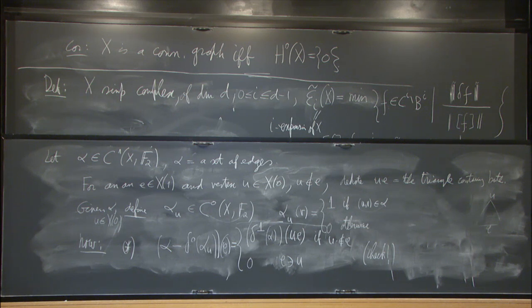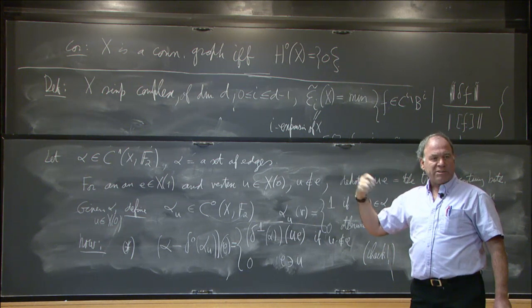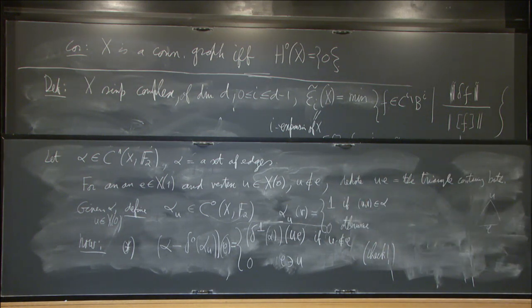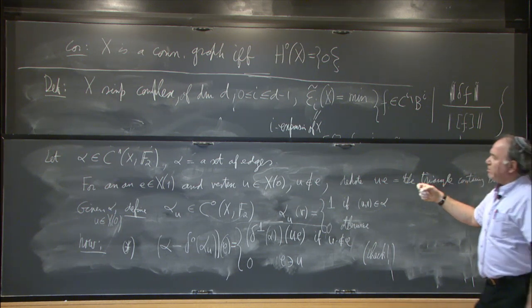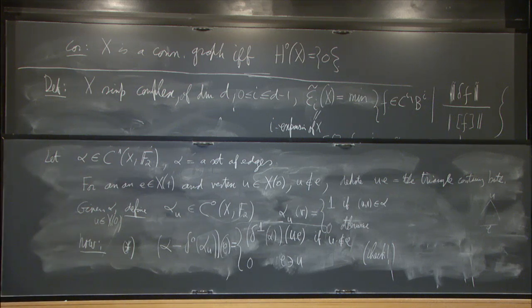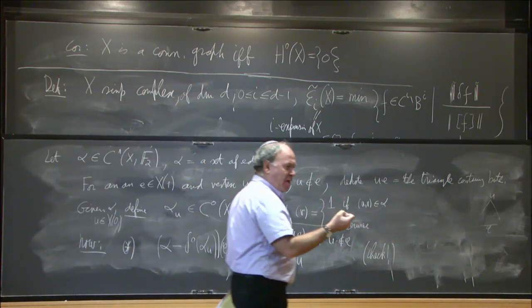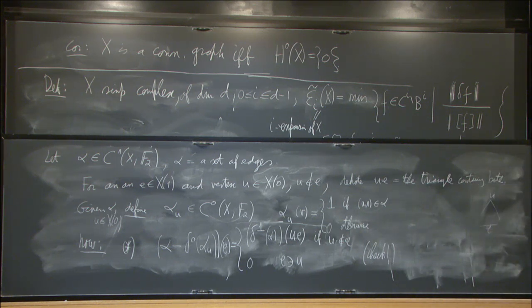And now we can compute. So let's compute 3 times delta 1 of alpha. What I'm going to do is count things without normalizing, and later on we will normalize. That's what we want to compute, right? We have to start with some alpha in C1, which is eventually in C1 but not in B1, look at its coboundary, compute the norm of its coboundary and compare it to the distance of alpha to the coboundaries in C1. Okay, I haven't lost you, I hope.